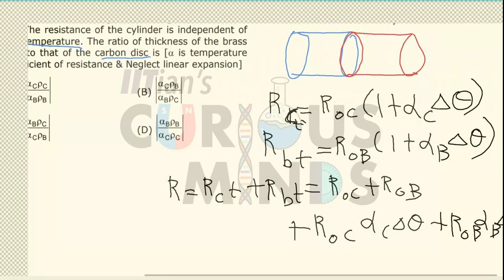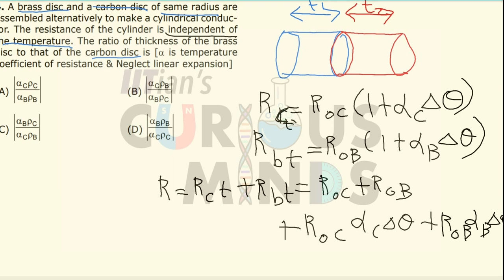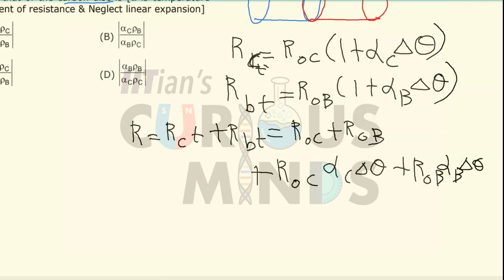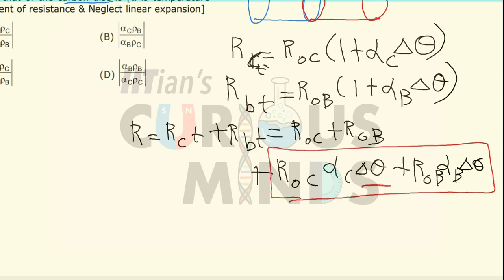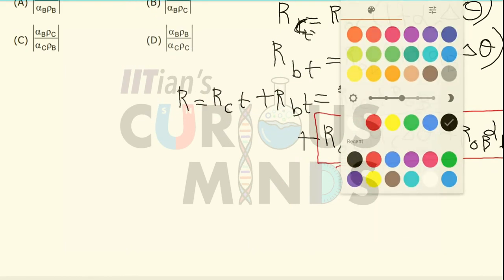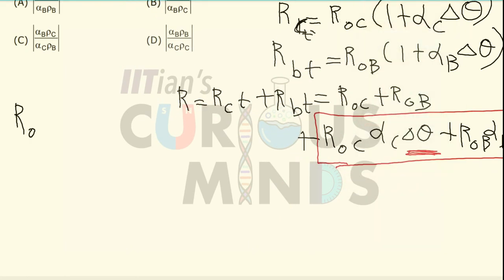Now it is given that it is independent of the temperature. If it is independent of the temperature, I can clearly say that this part should be equal to 0, because only if this part becomes 0, then even if delta theta changes, it will still be 0. So now I can say that R0C alpha C delta theta, eliminating the delta theta since it is anyway going to get cancelled out, is equal to R0B alpha B.